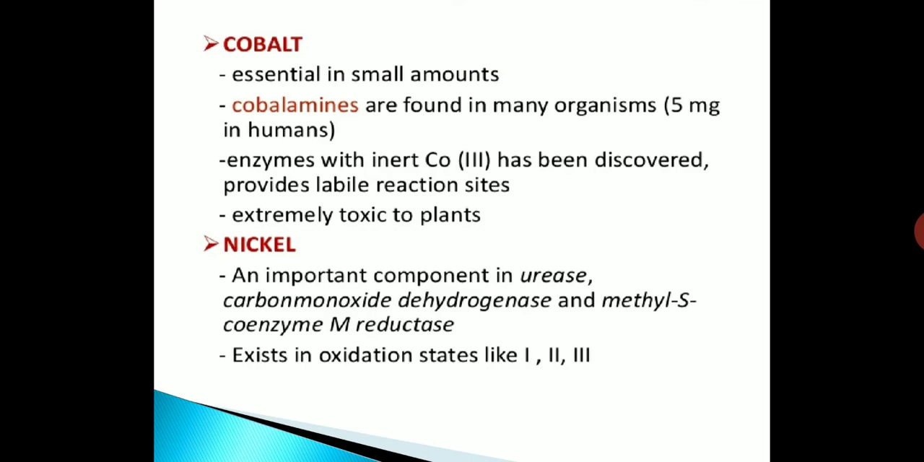Now cobalt. It is essential in small amounts. Cobalamins are found in many organisms, 5 mg in humans. Enzymes with inert cobalt III have been discovered. It provides labile reaction sites. It is extremely toxic to plants. Next is nickel, an important component of urease, carbon monoxide dehydrogenase and methyl-S-coenzyme M reductase. It exists in oxidation states like I, II and III.